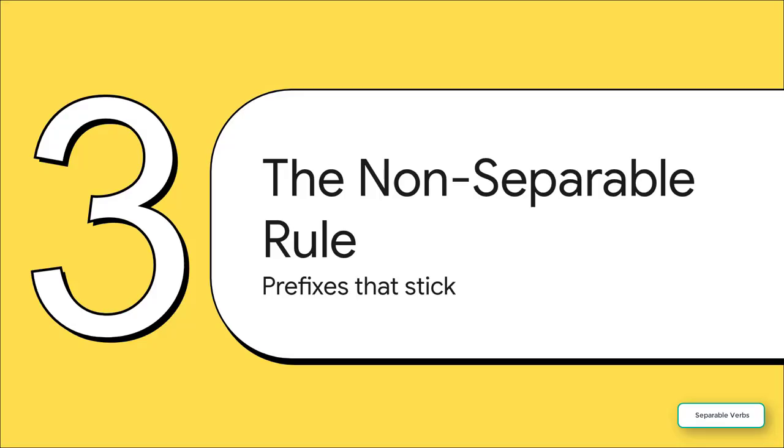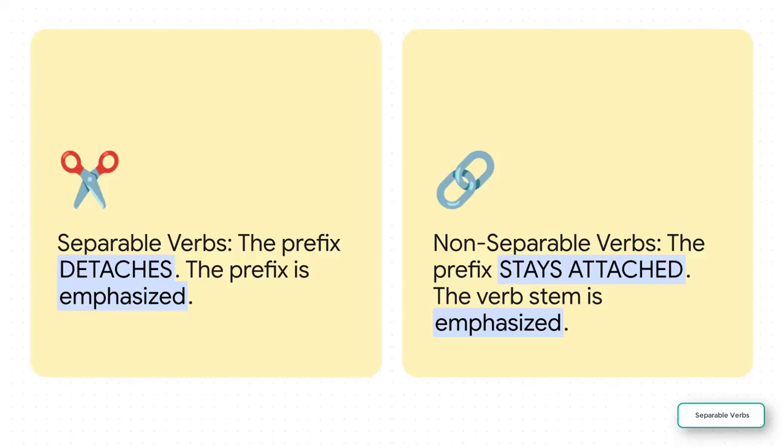Okay, section 3 is the non-separable prefix rule. These are the prefixes that like to stick together. For every rule, there's always the other side of the coin, right? Let's check out the prefixes that are, well, a lot less dramatic. Okay, this is the absolute key difference between the two. For separable verbs, the prefix detaches, and when you say the whole verb, you emphasize the prefix. So you'd say aufstehen. But for the non-separable ones, the prefix stays attached, and the emphasis is on the main verb stem. We'll see an example of this in just a second.